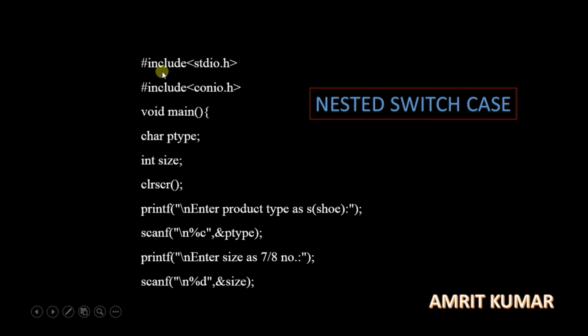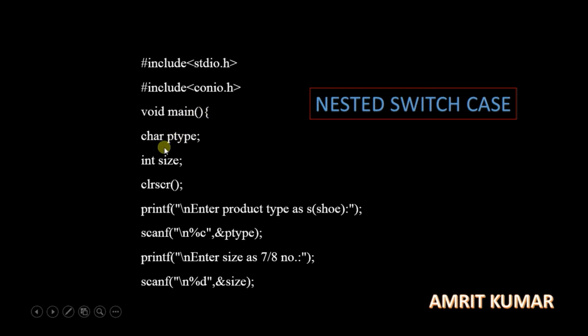Here I have declared hashtag include stdio.h, which is the header file, and it stands for standard input output header file. This is also a header file and it stands for console input output header file. After declaring the header files, move forward to the main function. This is a main function whose return type is void, so this main function is not going to return any value. I am opening the main function with open curly braces here.